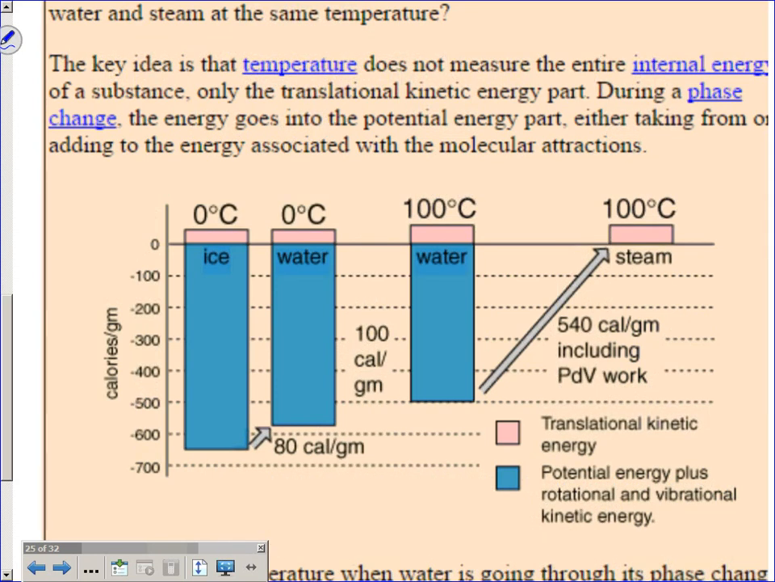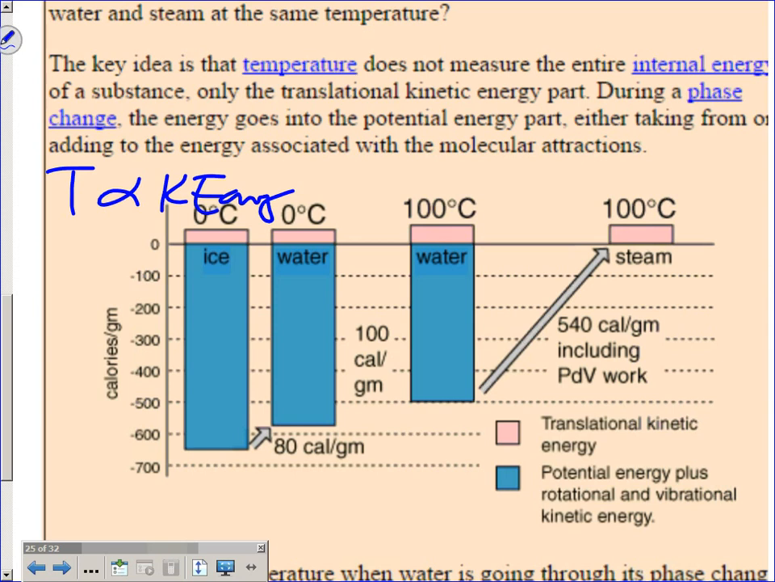This I thought described very clearly the differences between phase changes and temperature changes. So the key idea is that temperature does not measure the entire internal energy component, only the translational kinetic energy, because we know that temperature is directly related to average kinetic energy. And translational energy is just energy of motion, right? Moving things, translating things left and right. So that's happening not during phase change. That's when the temperature is rising. But during a phase change, your potential energy is what's changing.